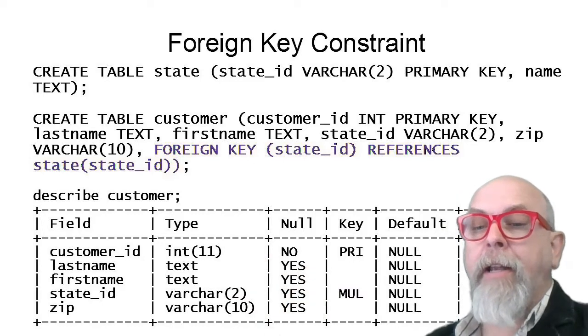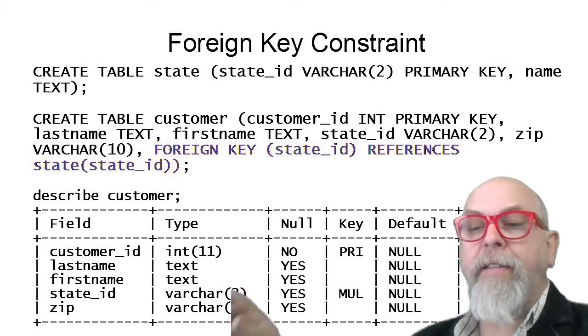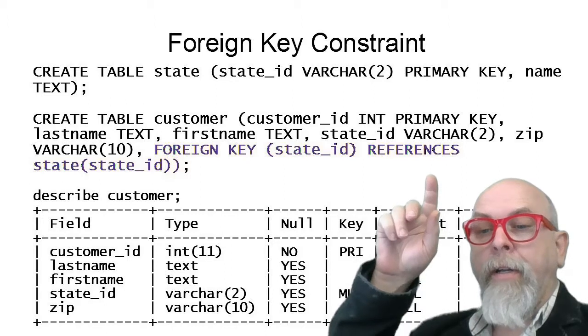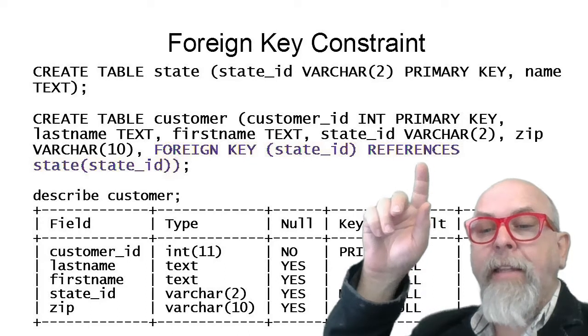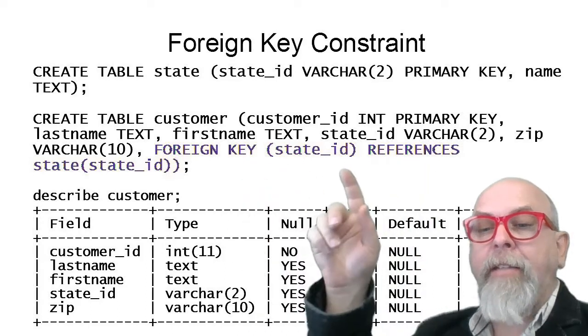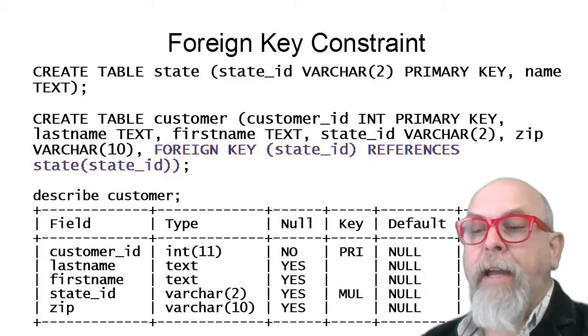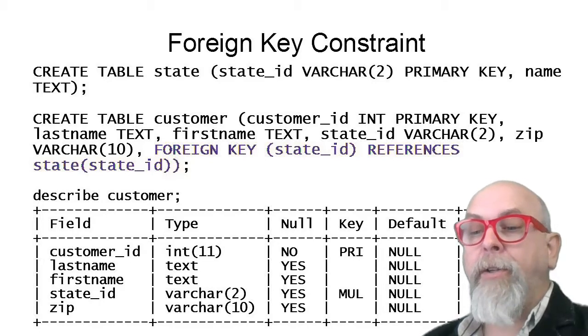Then below, we create a table called customer. The customer ID is the primary key and is an integer. And if you look, we define the state ID right there, state ID varchar 2, the same as the state ID varchar 2 in the statement above. And then at the end, we say foreign key state ID references state ID. So that tells MySQL that there's a connection between the two tables, and it's the state ID on both tables that connects the two tables and connects the customer table to the state table.